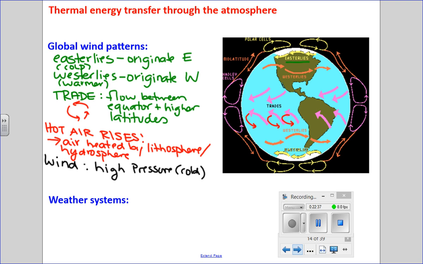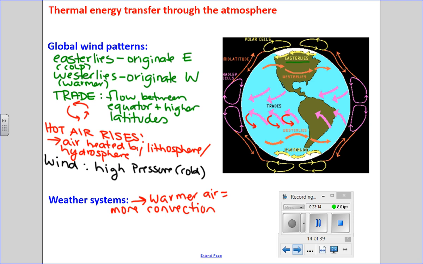So then the other thing that I want to mention is about weather systems. This would be where we're talking about high pressure systems and low pressure systems. But the idea here is that warmer air equals more convection. And the more convection there is, the more the weather will change.